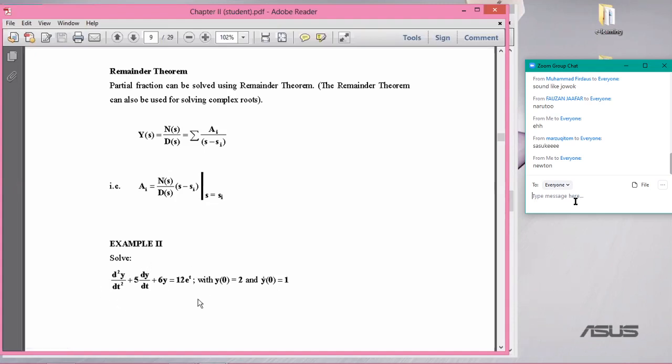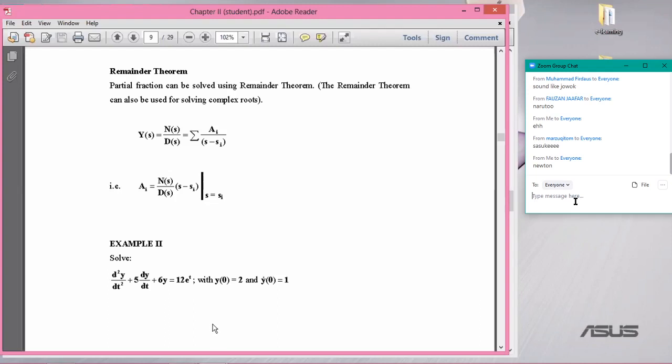So the idea here is to get y as a function of t with all this initial condition. So the step is still the same. We take the Laplace transform of this equation, and then we perform the partial fraction, and then we are going to determine the value of the coefficient using this remainder theorem. After that, we take the inverse Laplace of that.